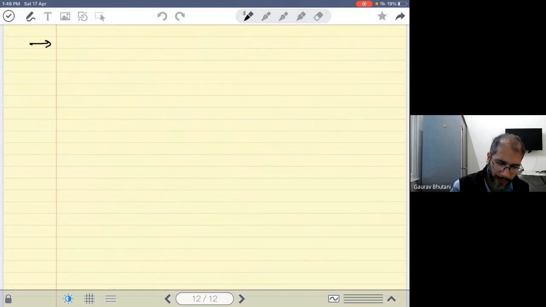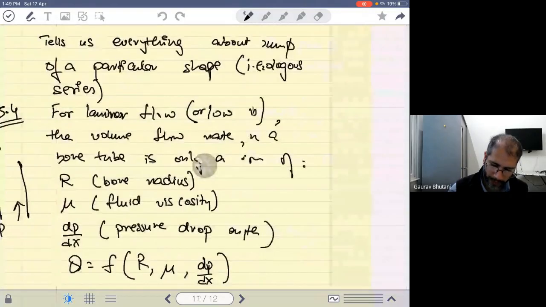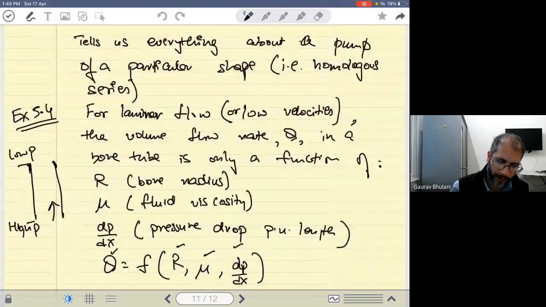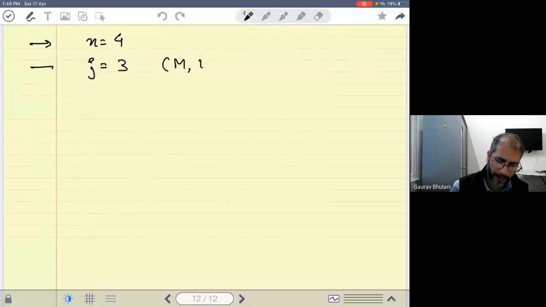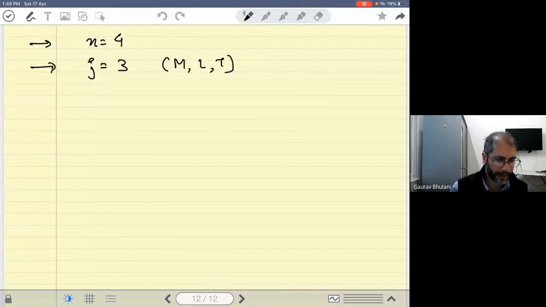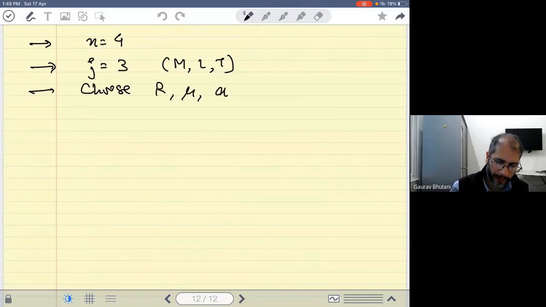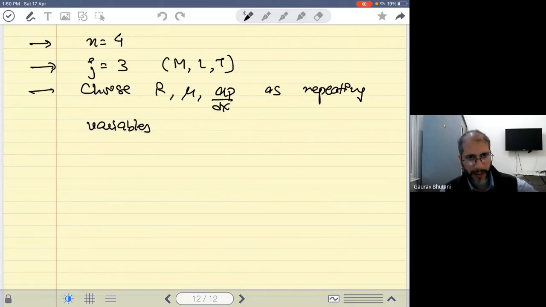So let's now quickly, now that we are experts in Buckingham pi theorem, so n is equal to 4. So n is 4: Q, R, mu and dP by dx. The number of fundamental dimensions is 3, again MLT in this case, and you can again check yourself that if we choose whatever was on the right hand side, that is R, mu and dP by dx as repeating variables, so if we choose these three repeating variables, then they do not form a pi product. Okay, so you can check it yourself.